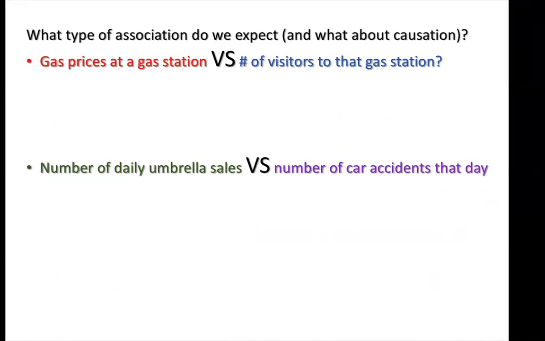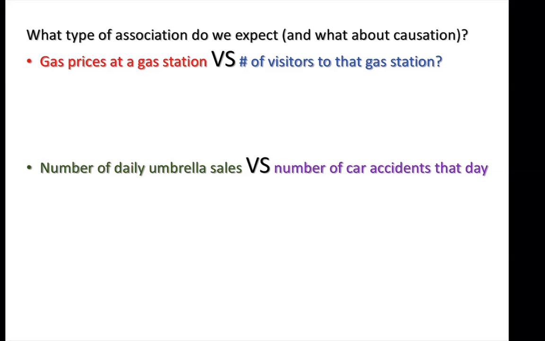Form is always going to be linear. What's the other one? Strength, positive or negative, and then direction. Or that, no, direction is positive or negative. Strength is weak, moderate, or strong. So these two, the first one: gas prices at a gas station versus the number of visitors to the gas station.